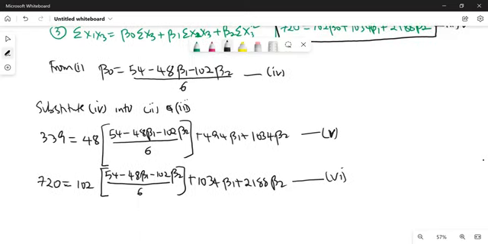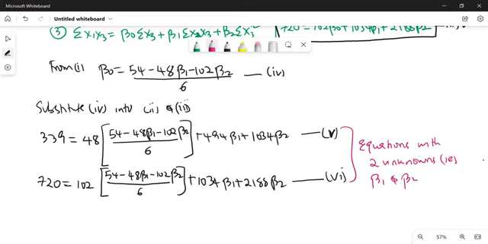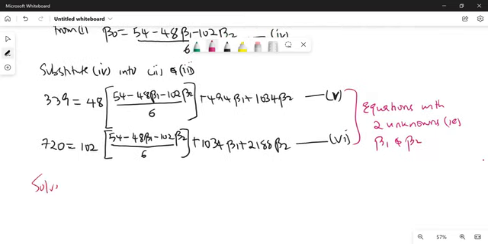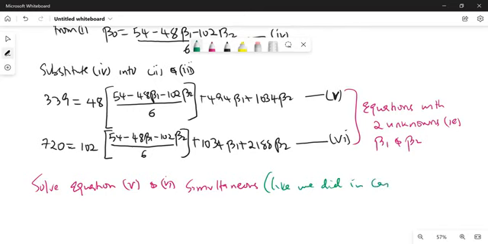So you notice that equation number 5 and 6, these two equations, are equations with two unknowns, that is beta 1 and beta 2. So what you need to do is solve equations 5 and 6 simultaneously, just like we did in the case of simple linear regression.